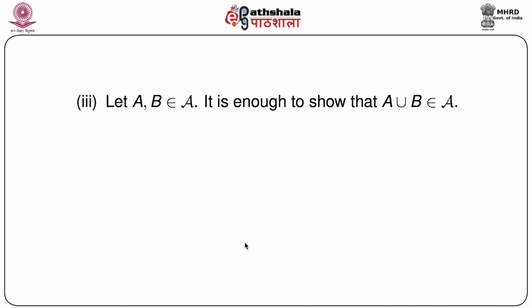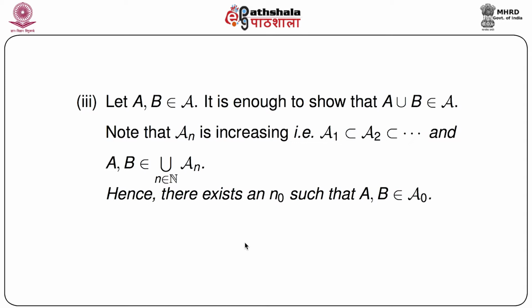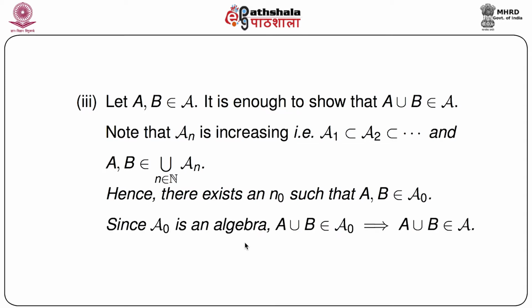So let us consider 2 sets A and B belonging to the algebra script A, which is the union of a sequence of algebras. It is enough to show that A union B belongs to script A, that is, it is closed under union. Now note that script A_n is an increasing sequence, that means script A_1 is a subset of script A_2 and so on. Since A and B belong to the union of script A_n, there always exists an n naught such that A and B belong to script A_n0.